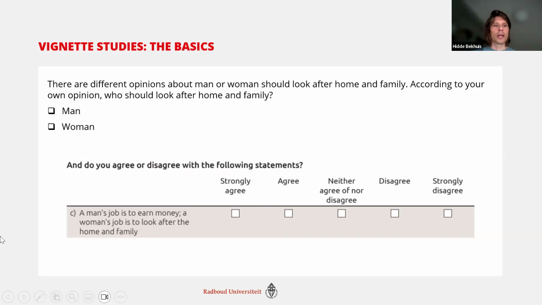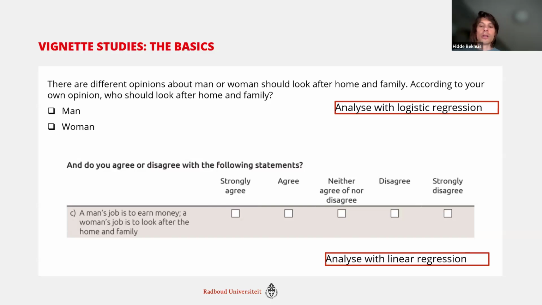But here the question is, do you agree or disagree with the following statements? A man's job is to earn money, a woman's job is to look after the home and family. And then you have five answer categories. The benefit of that is that you have more variation in your answer categories, and you can use another analytical method. So you can use just the ordinary linear regression analysis to analyze this question, while with the first one, with the real vignette design, you have to use logistic regression, and it can be a little bit more difficult to interpret the results.